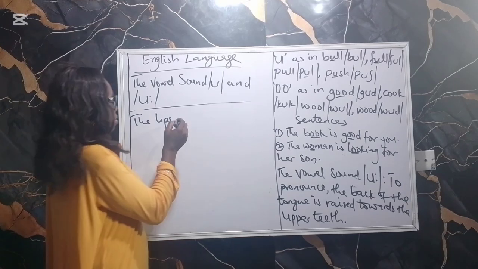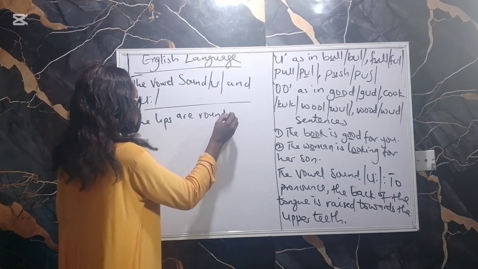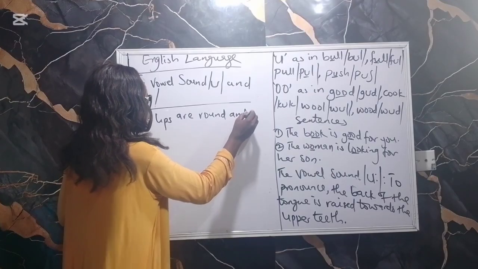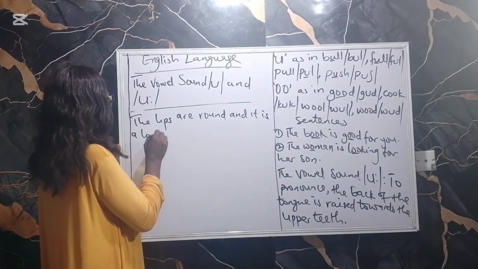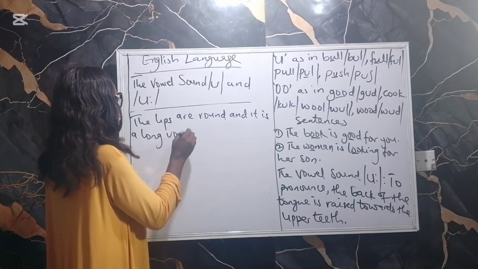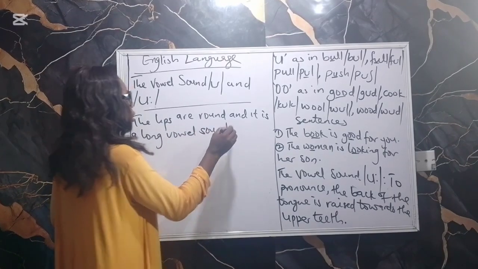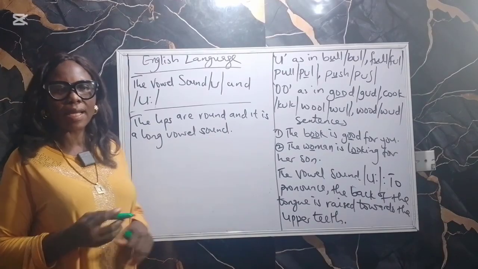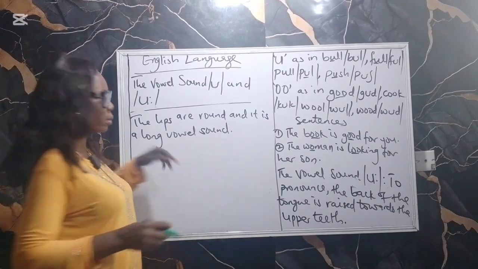The leaves are round and it is a long vowel sound. Now let's look at the letters or combination of letters where we can hear the sound.